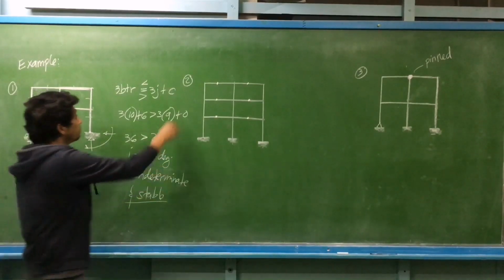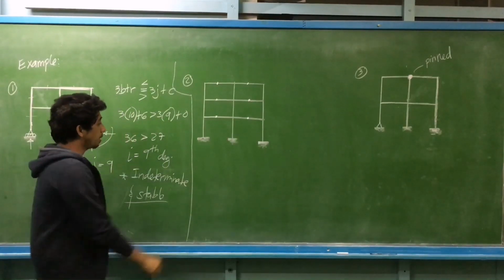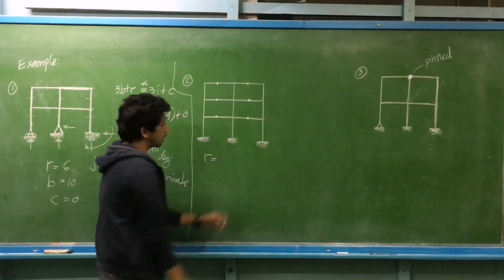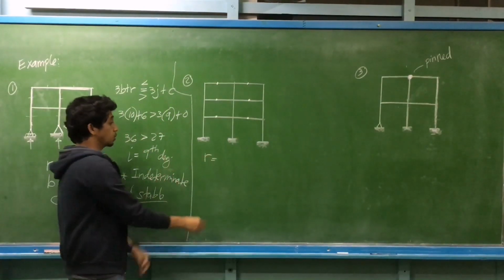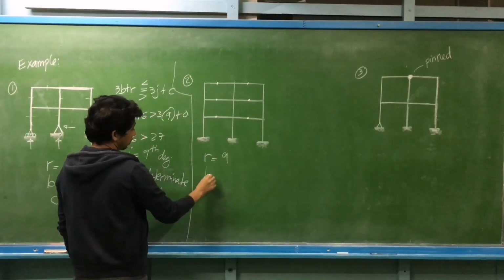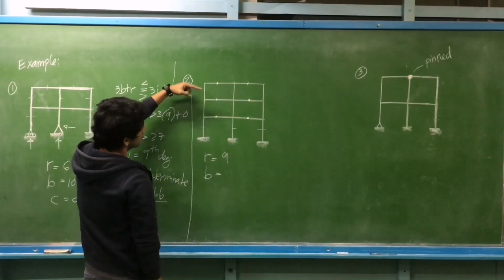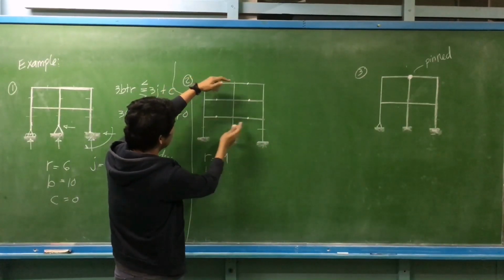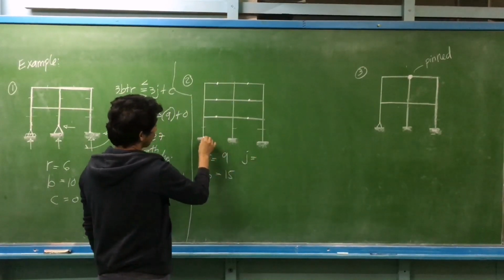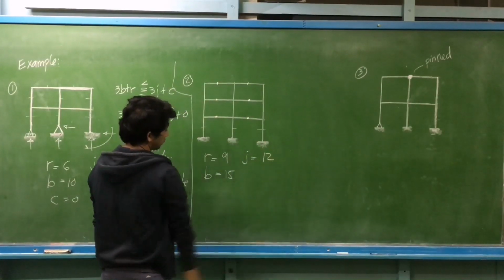And then we have the next one. For this case, we have internal pins. So we have the number of support reactions. These are fixed supports. Automatically, if we have a fixed support, we have 3. So 3, 6, 9. We have 9 support reactions. The number of bars, we have 1, 2, 3, 6, 9, 12, and 15. We have 15 bars. Then we have the number of joints: 1, 2, 3, 6, 9, then we have 12 joints.